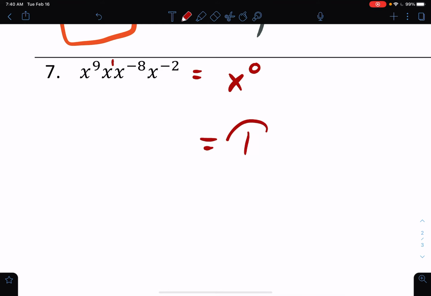Anything raised to the 0 is 1, as long as x does not equal 0. All right? X can't be 0 here because 0 to the 0 is not 1, but x to the 0 is 1 as long as x is not 0.